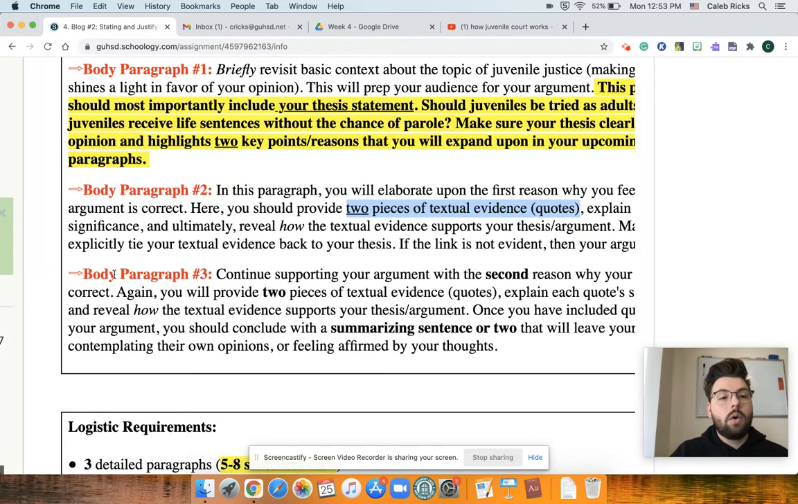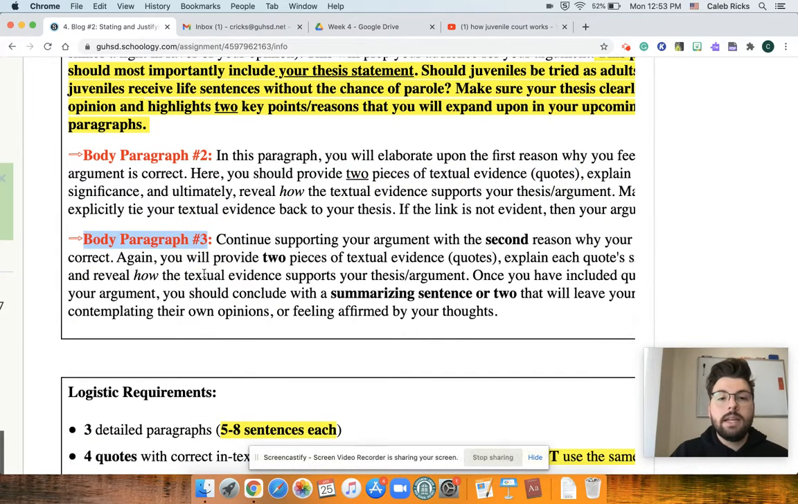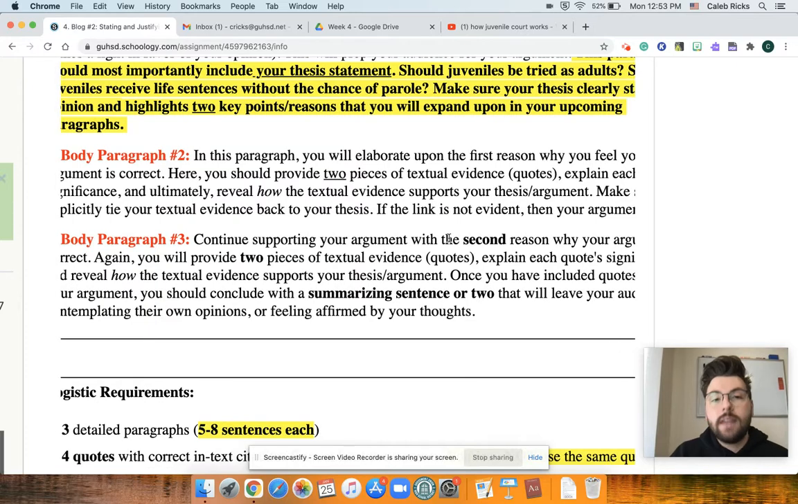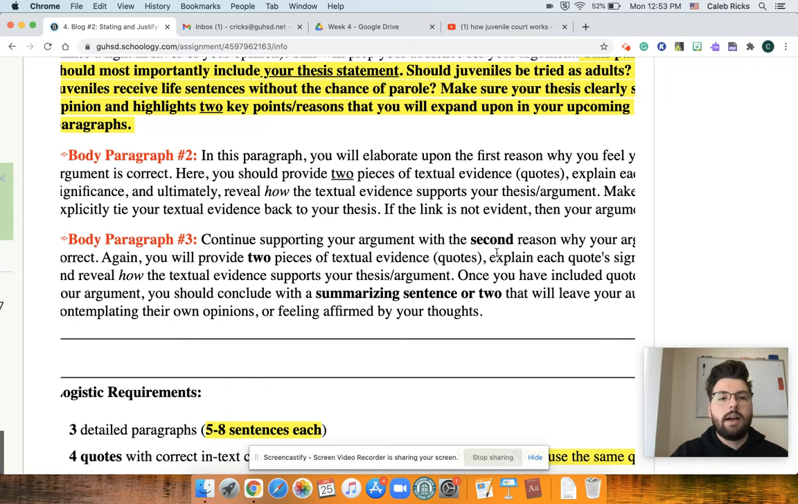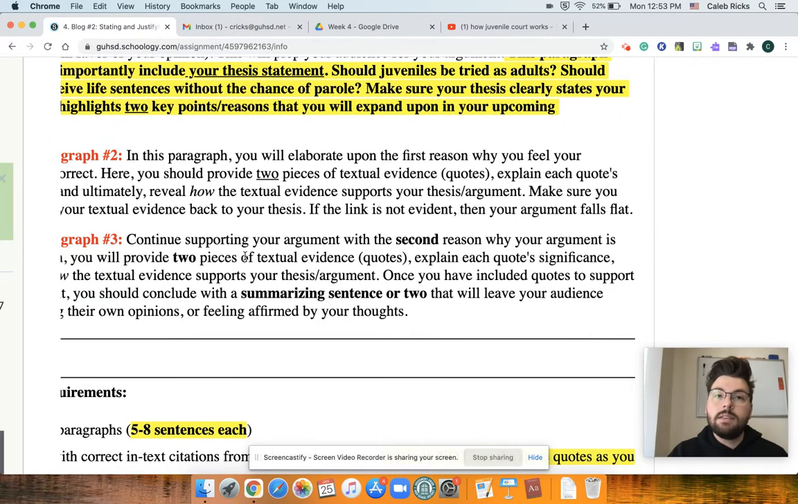And then with your body paragraph number 3, same idea here, rinse and repeat, but you're going to be providing your second reason in this paragraph. And once again, you are providing 2 pieces of textual evidence. You need to explain each quote's significance, right? What does this quote mean? This quote shows that juveniles' prefrontal cortex isn't fully developed until the age of 25.